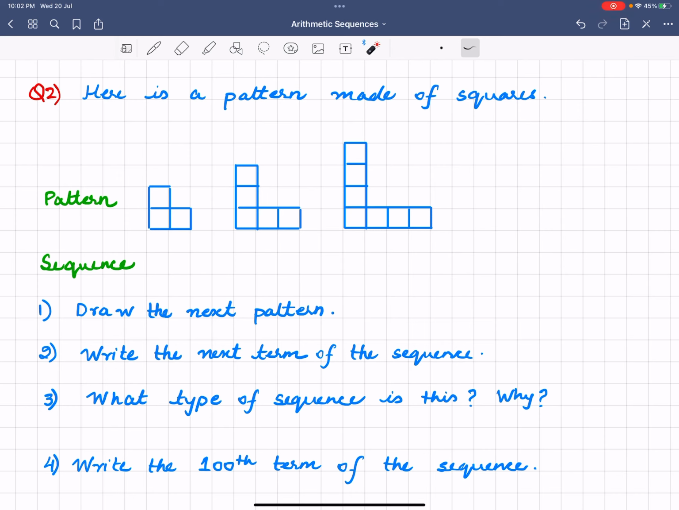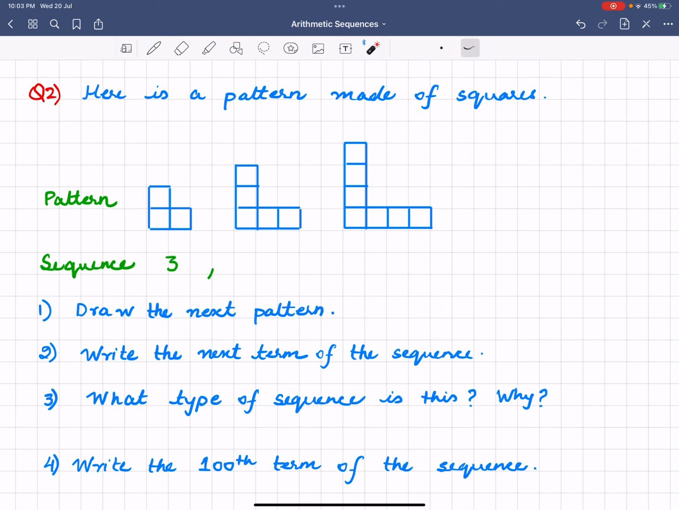So here is a pattern made up of squares. In the last question we had a pattern made up of sticks. Now here we have a pattern made up of squares. The first pattern, as we can see, is made up of 3 squares: 1, 2 and 3. So the first term of the sequence is going to be 3.